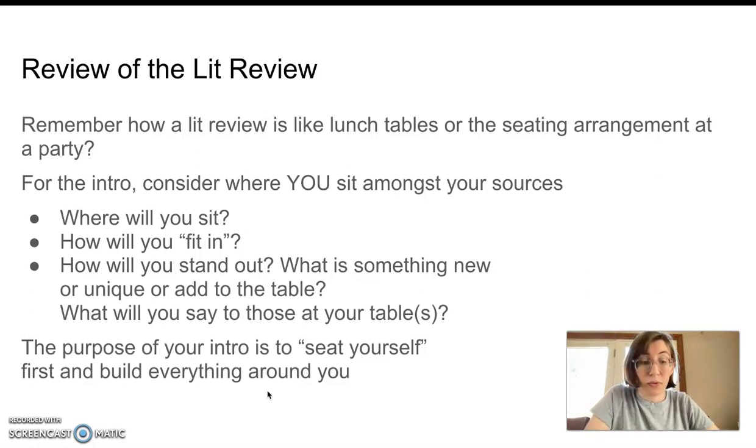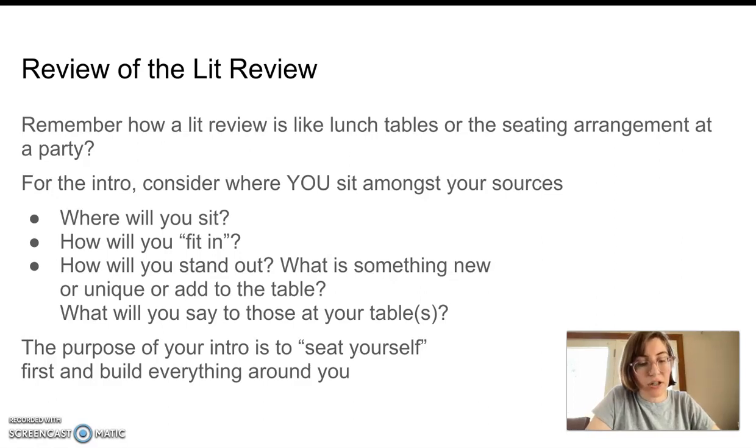First, I want us to review literature reviews, because an introduction is the brief section before you start discussing your literature. If we remember, a lit review synthesizes sources, sort of like creating a seating arrangement at a party or organizing lunch tables for cliques at a high school. In this way, we're thinking about how sources connect and what function they serve together. Again, your introduction occurs right before that section.